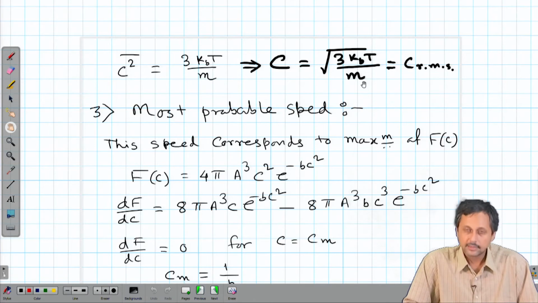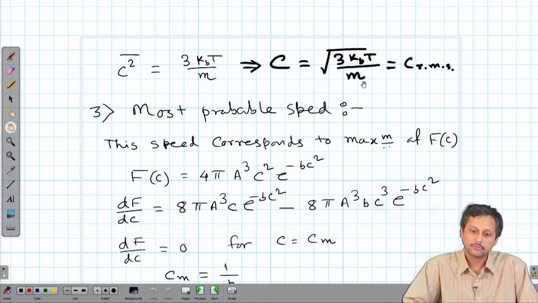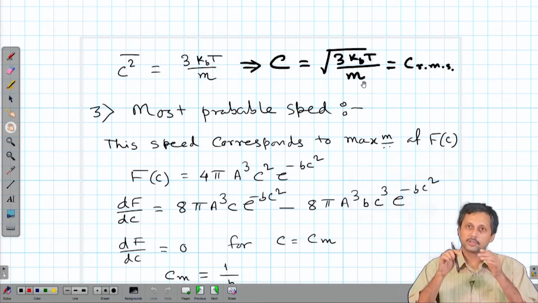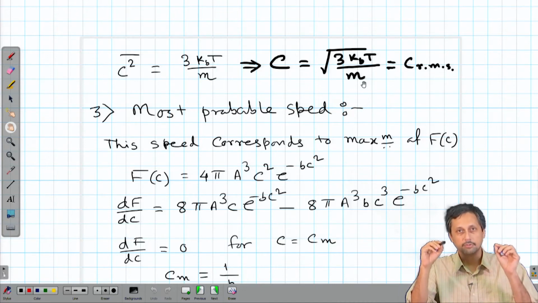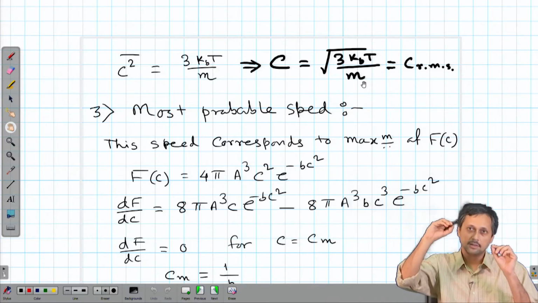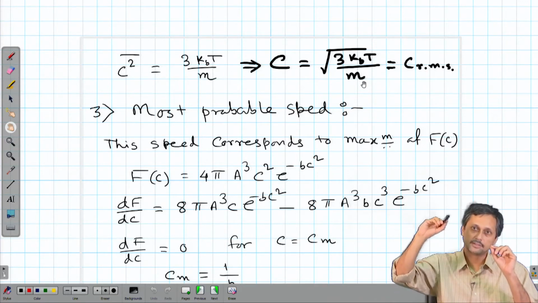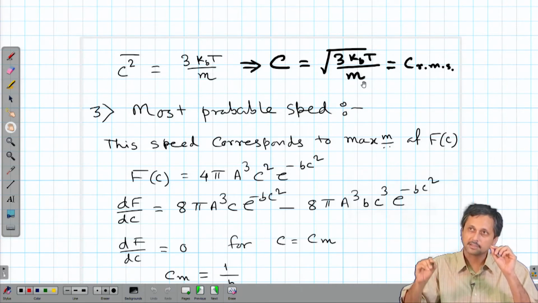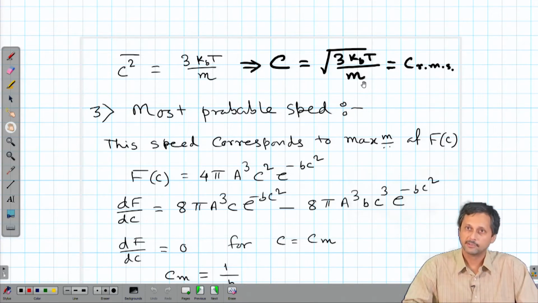Now, there is another possible mean speed that we can define, that is the most probable speed. What do you mean by most probable speed? Most probable speed means if we draw the Maxwell-Boltzmann velocity distribution function, it goes up, then reaches a maxima and then comes down. The speed that corresponds to this maximum point is called the most probable speed.